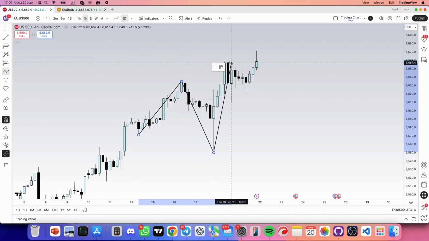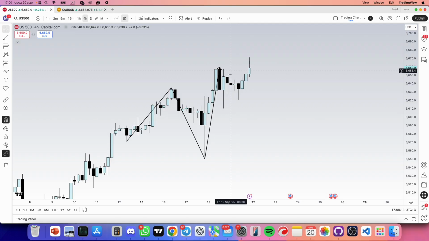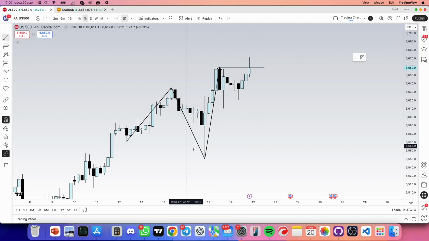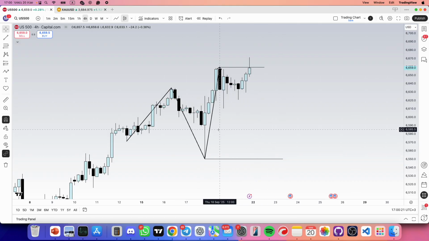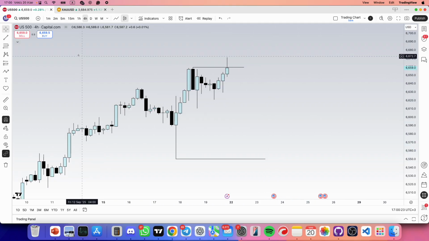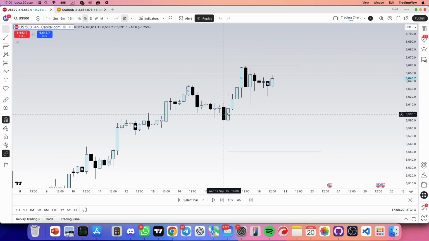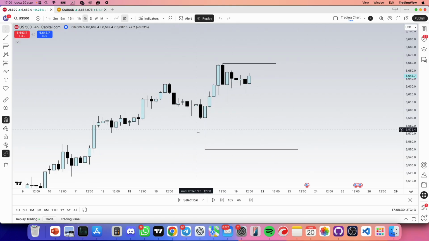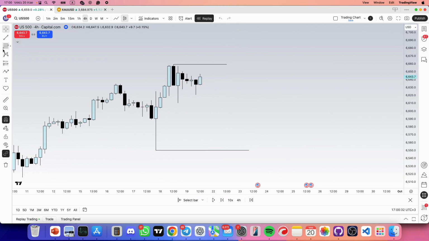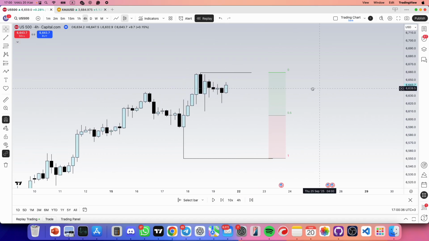Now, we've created a bullish leg, right? This would be the high of the market structure, and this would be the low of the market structure. When I took the trade, we were at this stage, right? So we had this market structure. As you remember, we take the fib from the low to the high.